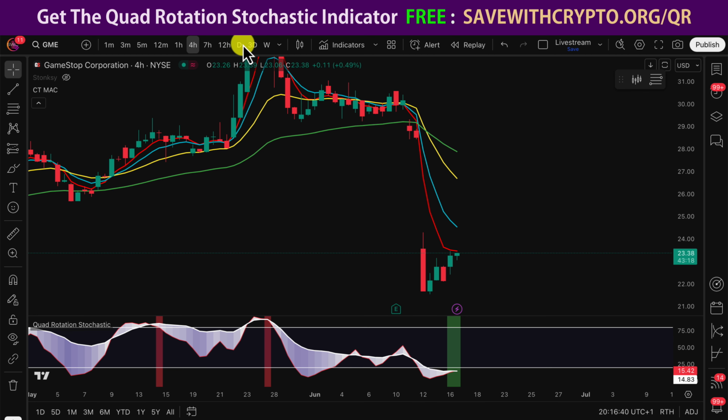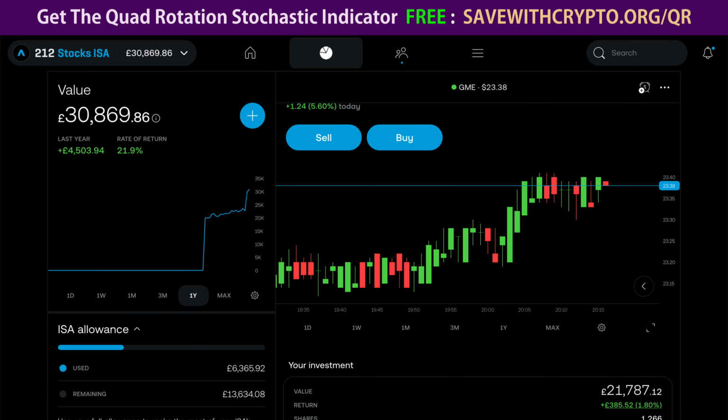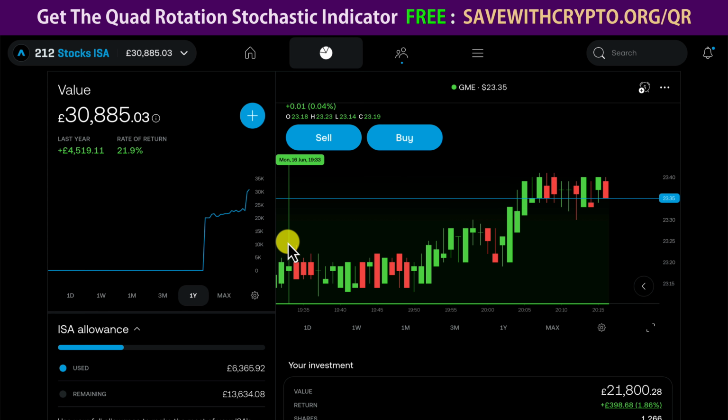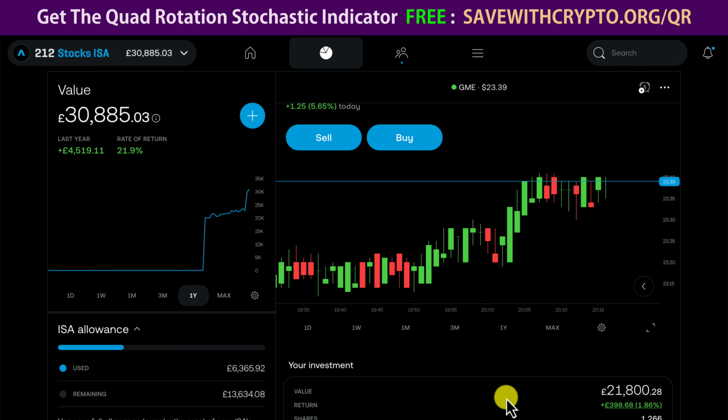So what I did, I bought some GME stock over on Trading 212. This is what I'm using in the UK. I'm using this because I can do it within an ISA. So basically I put like £20,000 in this and then did some trading and got it to a bit more. So all the profit on that is tax free if you live in the UK, which is pretty nice.